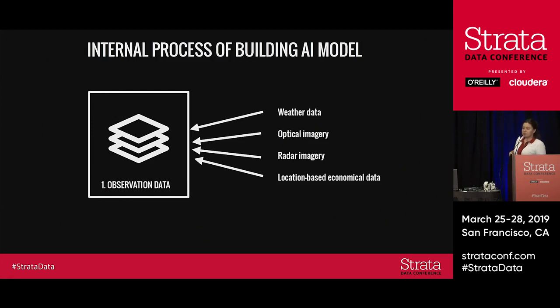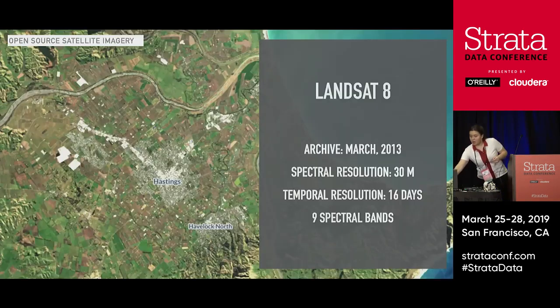And if we go deeper into each of the steps, and we are talking about the observation data, most of it is optical imagery, radar, weather data, and an interesting thing is location-based economic data. And today, I believe the most useful and transferable part of my talk is knowing where to get this data for free and with easy access. And the longest in the history data set is the Landsat 8 from NASA.